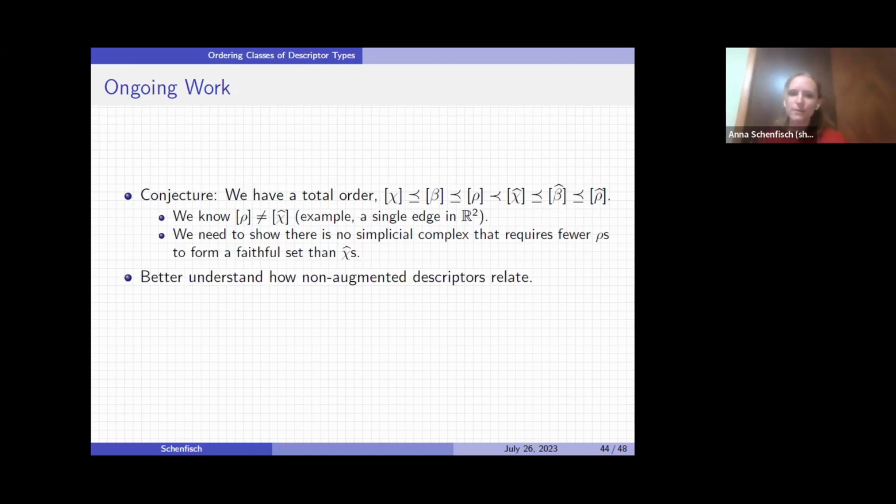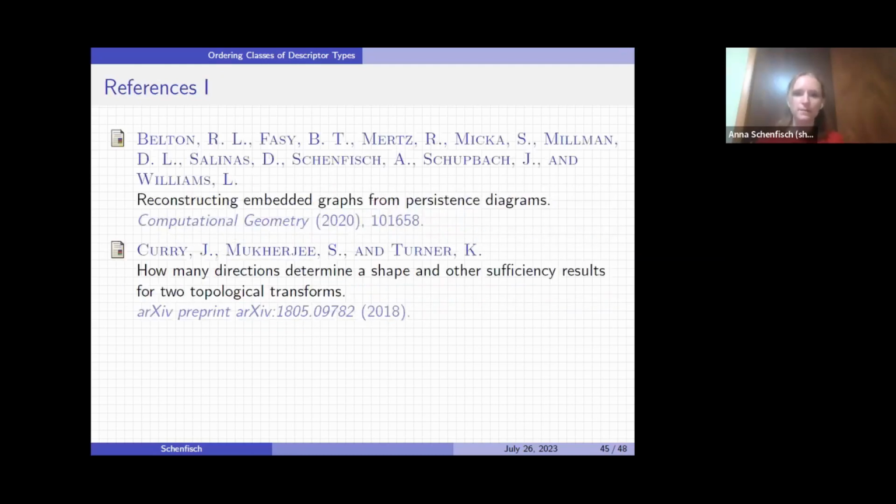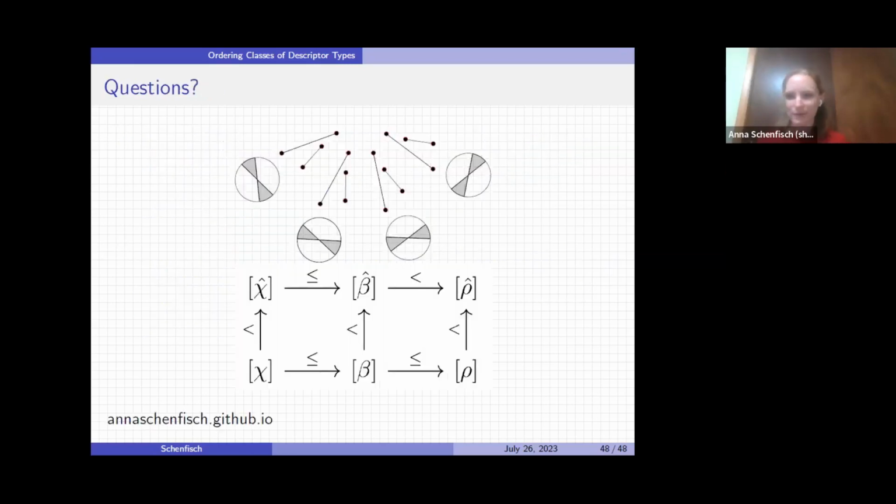Okay. Another ongoing goal is to just better understand how these non-augmented descriptors relate, right? We got, oops, this should be a strict inequality, excuse me, but we got the strict inequality between the Betti and the diagrams. Is it possible to get that in the non-augmented side? And again, because things are just so unwieldy on the left side here, because we have all these perpendicular directions and these tight envelope requirements and all sorts of things going on, it's proven to be a little bit more difficult. And then the big overarching goal, whether it's attainable or not, is if I have a simplicial complex and I know its size, I know its number of vertices, number of k-simplices, etc., can I tell you the cardinality of a minimum faithful set in terms of the size of the complex? All right. Okay, so with that, I have a few references and happy to take questions.